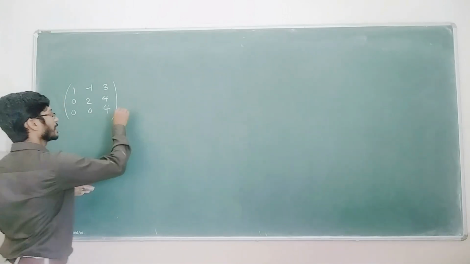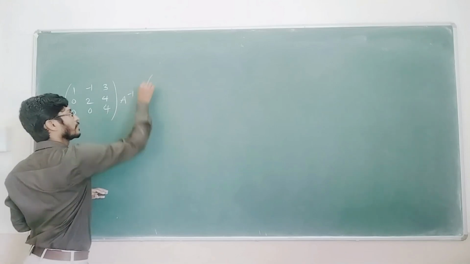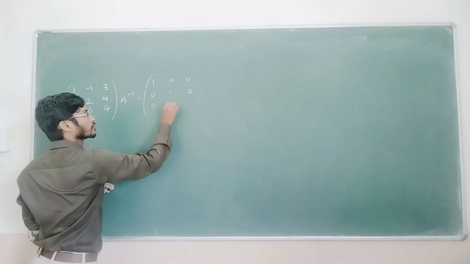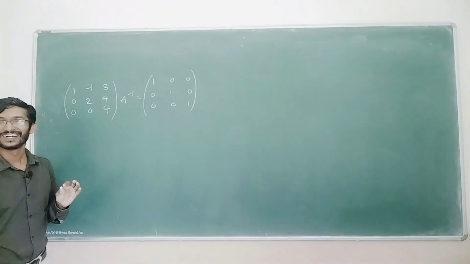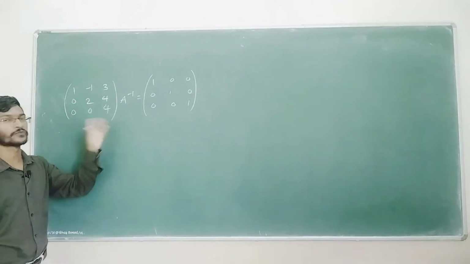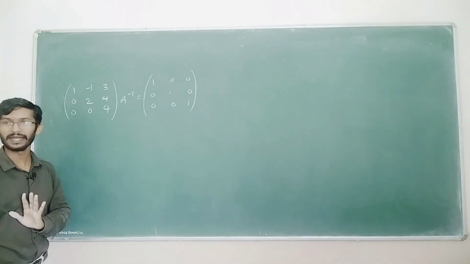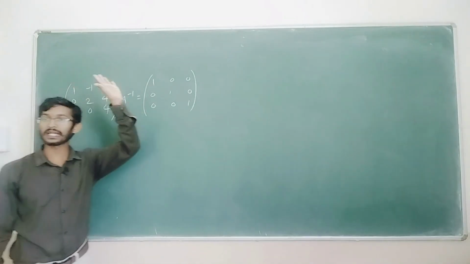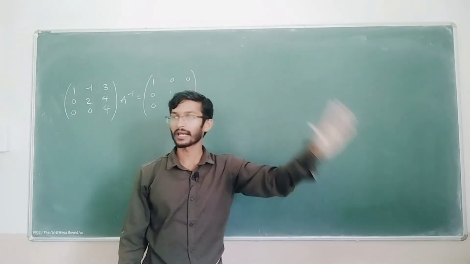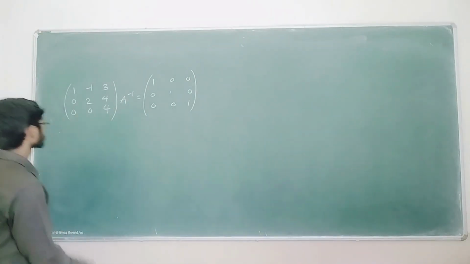So this matrix A into A inverse is equal to I, that is 1 0 0, 0 1 0, 0 0 1. Okay, what will be the determinant of this? 1 into 24. This will be your determinant. 8. So 1 upon 8 should be there in my answer. This is your trick. So that way you can find out whether my calculations are correct or not.